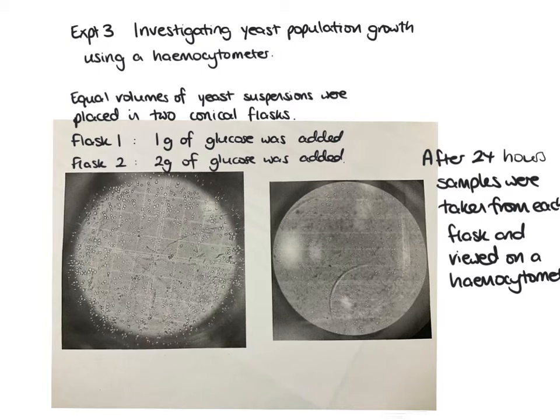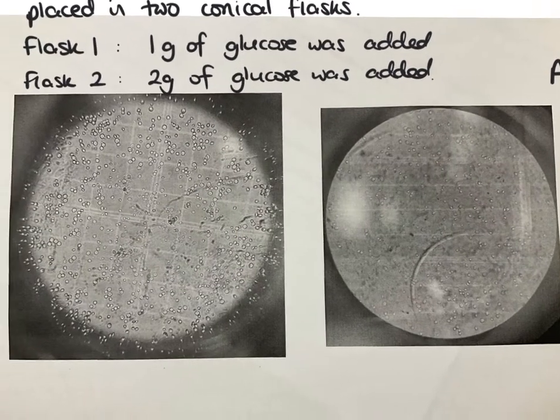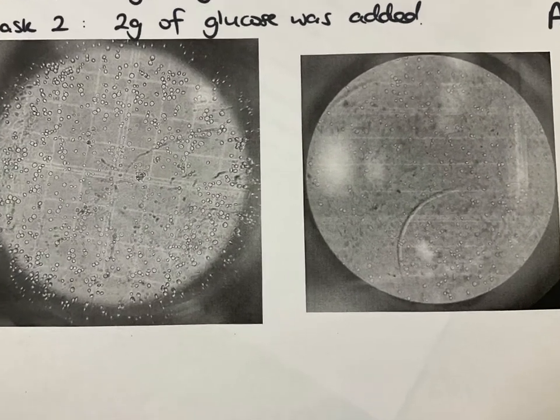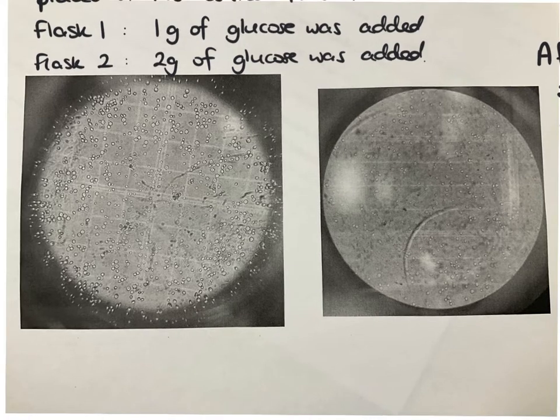So which flask would you expect to have a higher number of yeast cells? Jasmine? 2. Okay. And whenever we looked at this, everybody agreed that the sample that had the 2 grams of glucose certainly looked as if it had more yeast cells in it. So you need to decide, if you can't remember, which sample is flask 1 and which sample is flask 2. Okay?